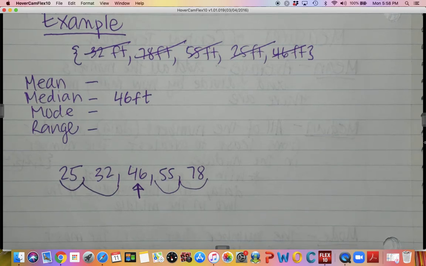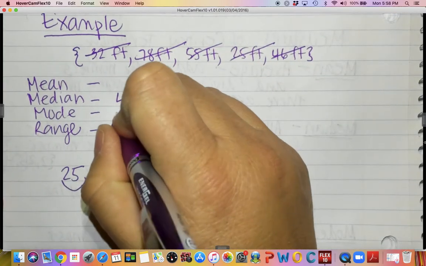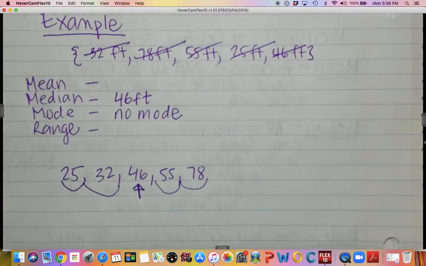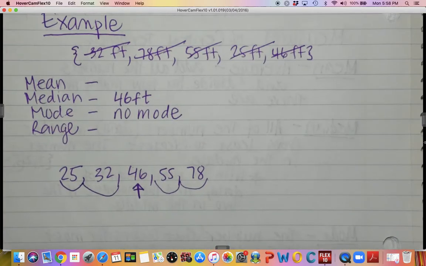I also can look right now and I can see that no 2 numbers in this set are the same. And if no 2 numbers in this set are the same, that means I don't have a mode. And instead of saying 0 for my mode, I have to say no mode, because 0 could actually be a number in our data.